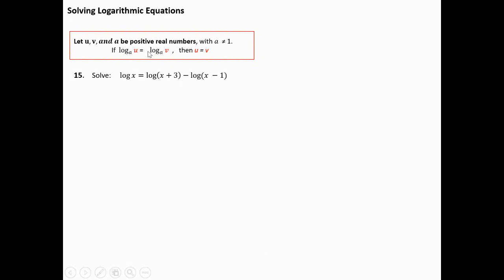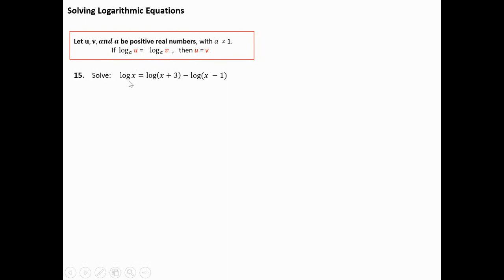So to solve these, it says let u, v, and a be positive real numbers with a cannot be 1. If you have the log base a of u equals the log base a of v, then u must equal v. In other words, if you have the same logs with the same base, then u must equal v. For example, in this case, we have the log a on both sides.